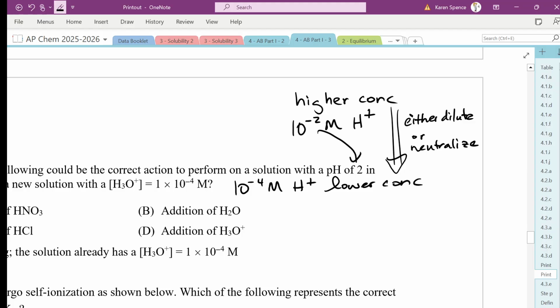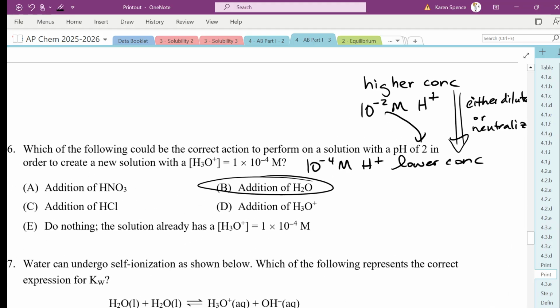So if we wanted to dilute it, we would add water. So there's our answer right there. To neutralize it, we would have had to add some OH, but there is no option for adding OH. All the rest of these would mean the hydrogen ion concentration would get bigger, not smaller. That's why we can't choose those ones. And the solution does not already have a concentration of 10 to the minus 4. It has a concentration of 10 to the minus 2. Yes?